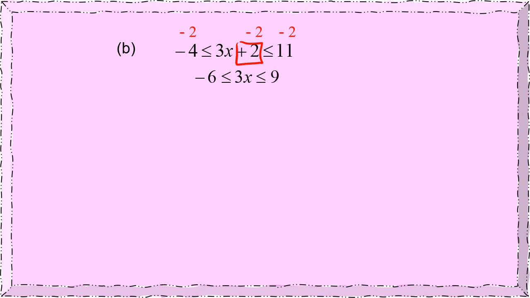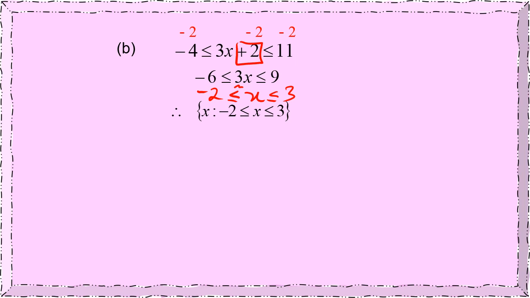And then we still have the coefficient of x. So how to eliminate the coefficient 3 on x? We have to divide every side by 3. So we have negative 2 less than or equal to x less than or equal to 3. So the answer should be x is in between negative 2 up to 3.